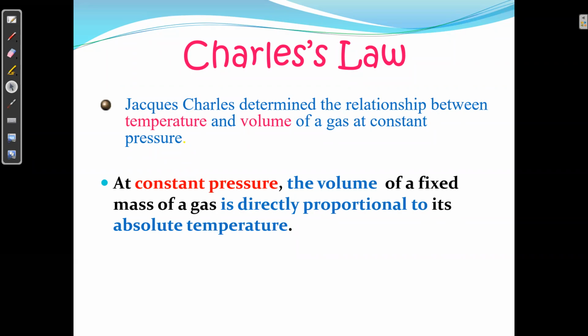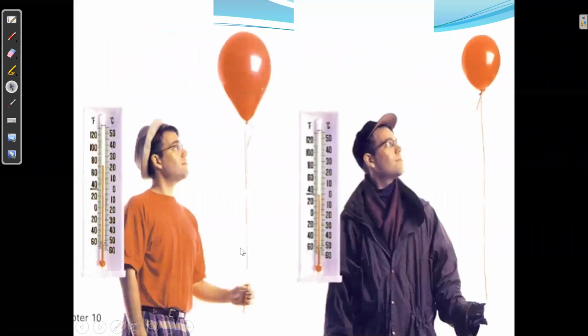So Charles's law is the relationship between what? It is the relationship between volume and temperature. And all of you know that the more the temperature increases, the more the volume expands. So we can say, as the temperature increases, volume increases at a given pressure, at constant pressure and constant amount of gas. So we can say that Charles's law states a direct relationship between volume and temperature.